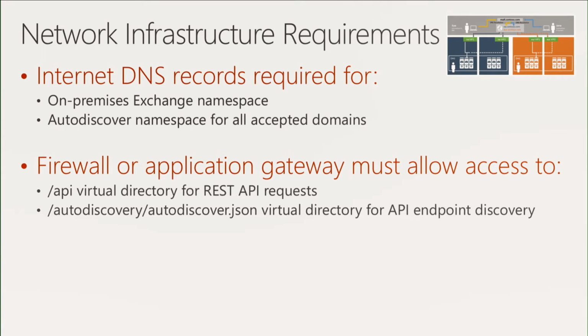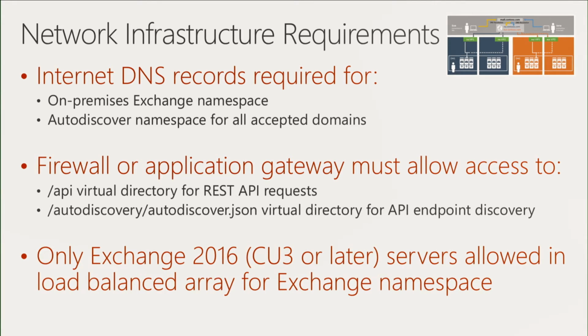And as I said before, you will have to make sure that your firewall or application gateway allows access from the public internet to the /API virtual directory so that the REST API calls succeed, and the /AutoDiscover/AutoDiscover.json virtual directory, again for API endpoint discovery.